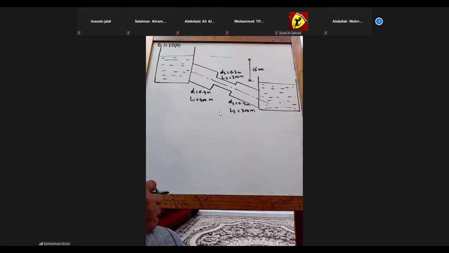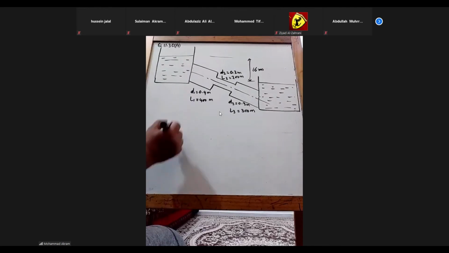Okay, anyway, so how to do this now? Find the equivalent pipe. f1 and f2 and f3 is equal to 0.005.